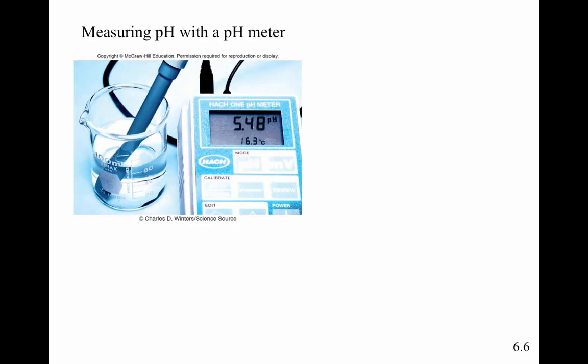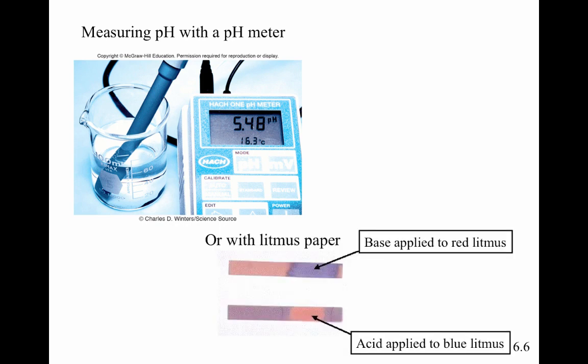There are several ways that we can measure pH, one of which is using a pH meter. We can also identify whether things are acidic or basic using litmus paper. So if a base is applied to red litmus paper, then it turns blue. If an acid is applied to blue litmus paper, then it turns red. This won't tell us the actual pH, but it will tell us if something's acidic or basic. A pH meter will tell us the actual pH.